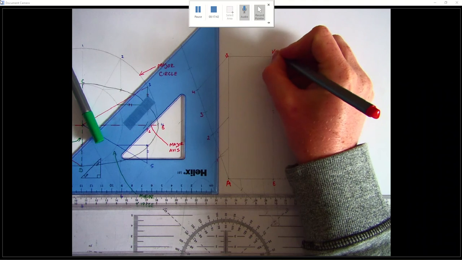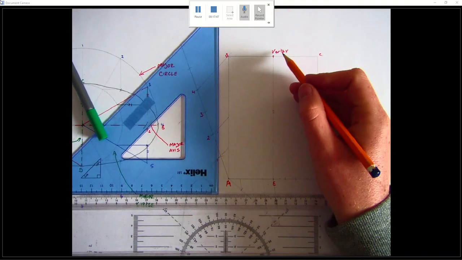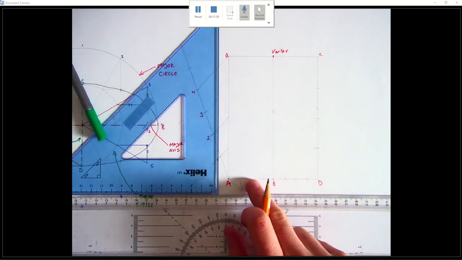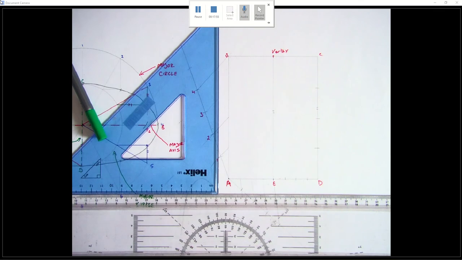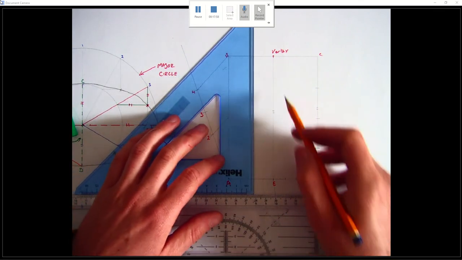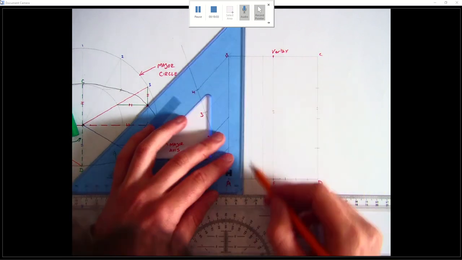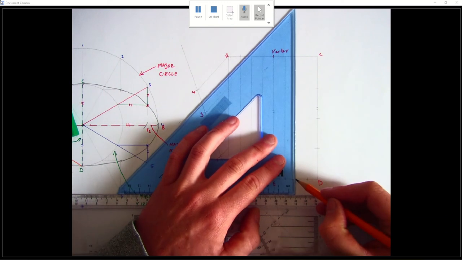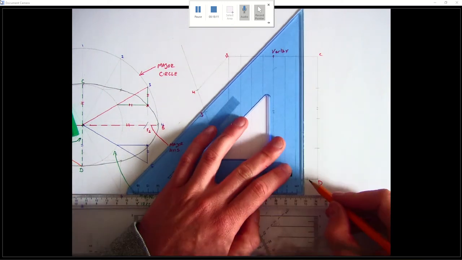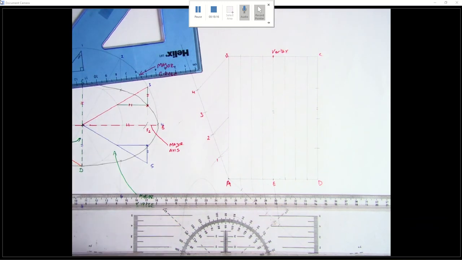I'll just write in vertex. I want to draw that line there. From each of these points I divided in the bottom, I want to draw lines parallel to them. So I want to draw a line parallel from each of these points to that line from the vertex, like this. So from here as well. Like that. Now I divide this up into equal bits.